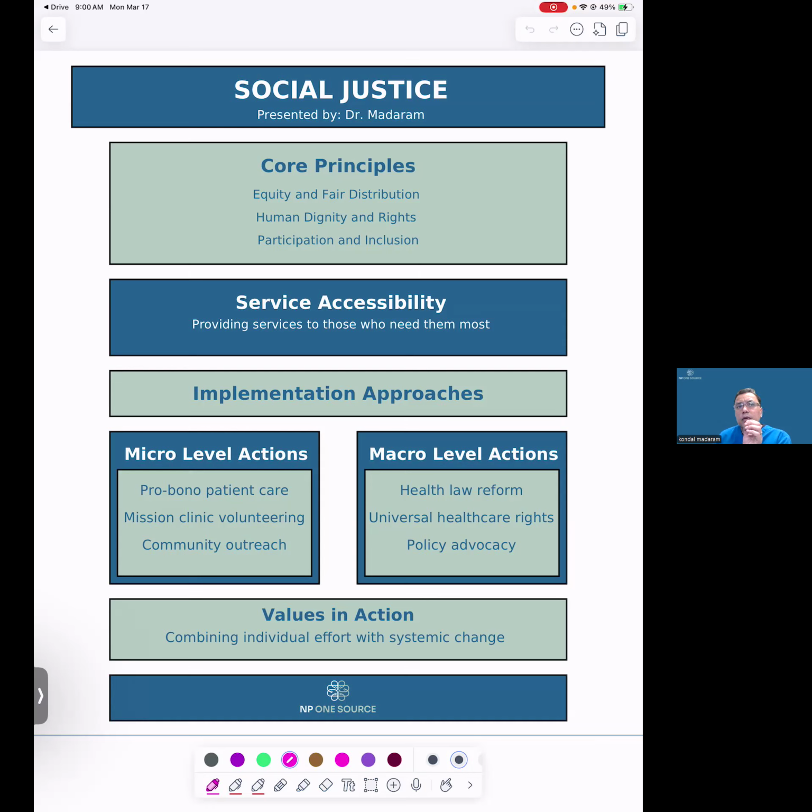So we will talk about some of the principles which guide this. One of the main principles is equity and fair distribution. It means care is delivered based on need, ensuring that underserved populations receive adequate attention. So think about a community health clinic which is offering free diabetes screening in low income neighborhoods so that everybody who needs diabetic care receives it.